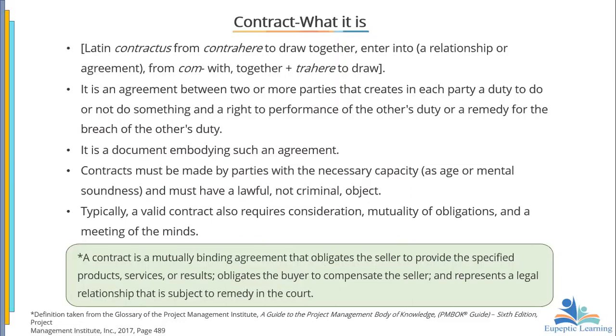So for instance, I want to build a house. So I contract a certain real estate company to do the building for me. They will have their project team. So the real estate company is, in this case, the seller or the contractor. And then the owner or the buyer is the one for whom it is being done. So in this case, I will be the buyer.